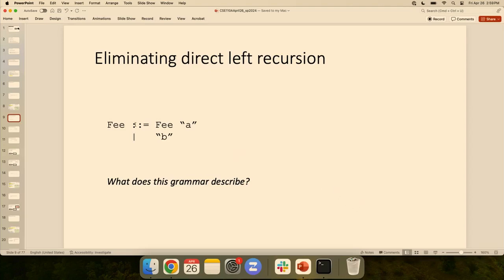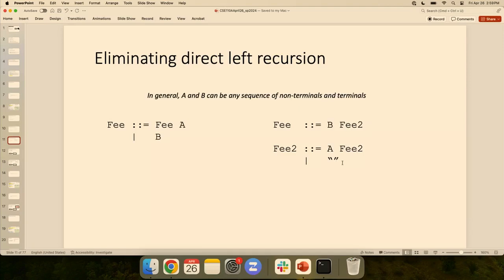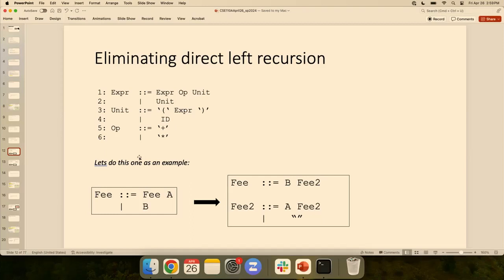So this comes from the book. You can have phi is equal to phi followed by a or b. You make a new production rule, phi2, and then you say phi is equal to b followed by phi2, and phi2 is equal to a followed by phi2, or the empty string. And this a and b can really be any sequence of terminals and non-terminals that we want. So for example, if we have our simple little expression language like we have here, we have left recursion with this expression and expression.